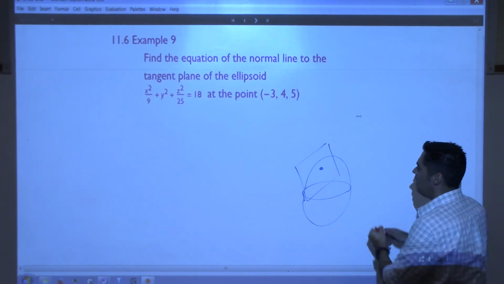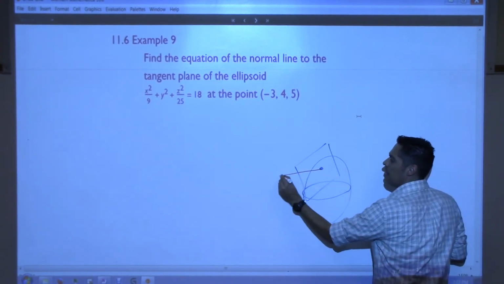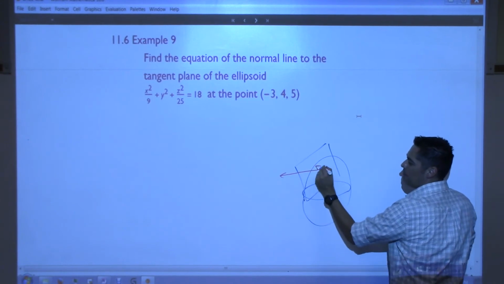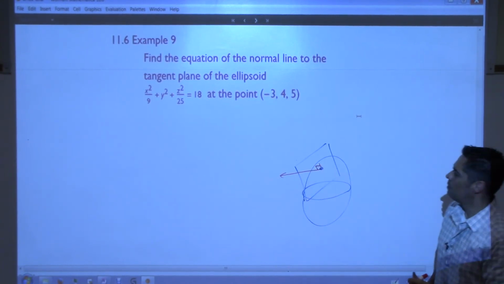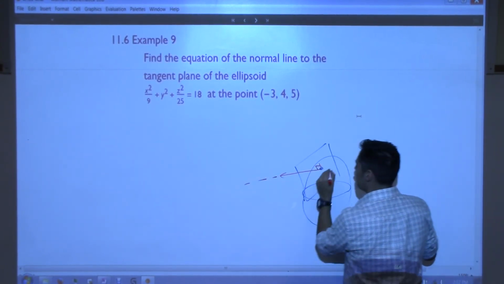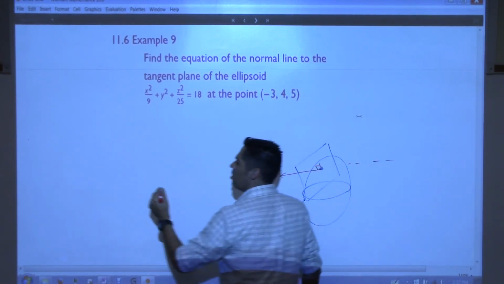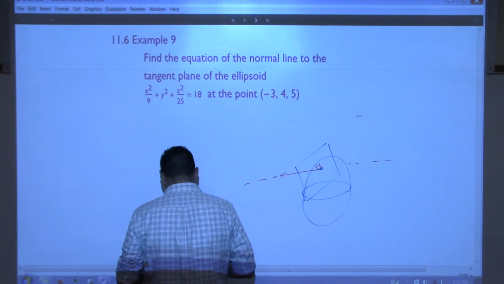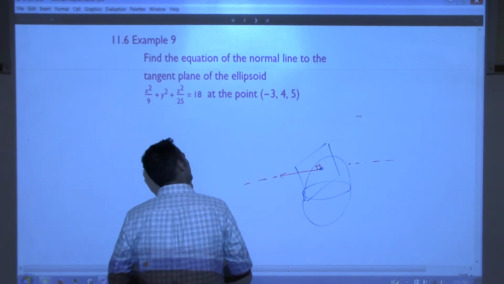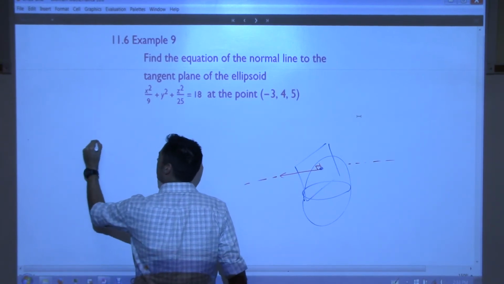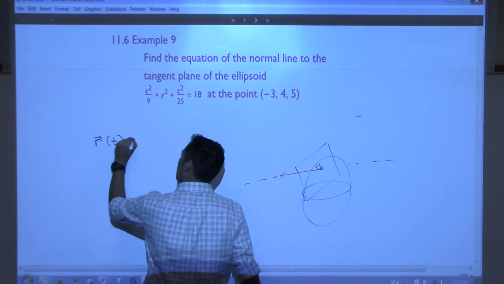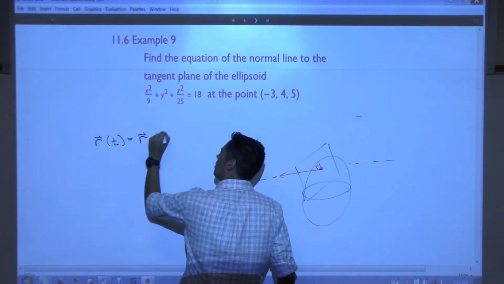So we were trying to find the line that comes out of this thing perpendicular to that plane. That's what we're trying to find. This line that extends in both directions forever. That's called the normal line. So for that line, what do we use for lines? I forgot what we used for lines. r(t) equals r naught plus t v. Remember that?